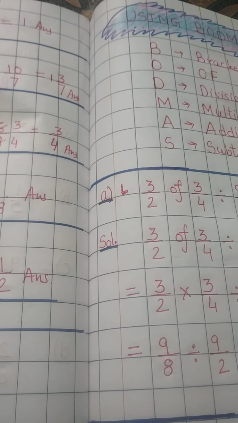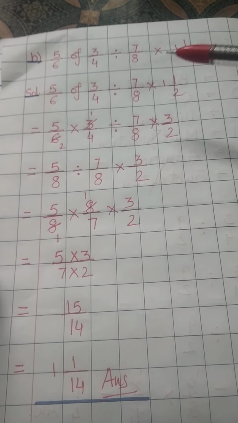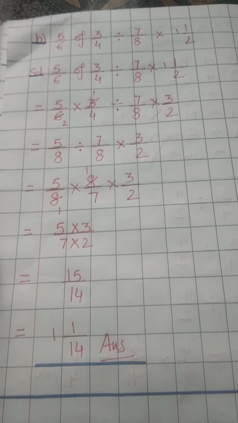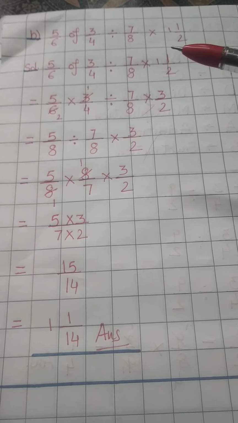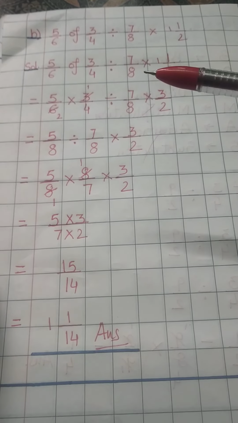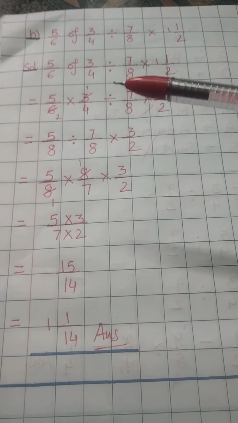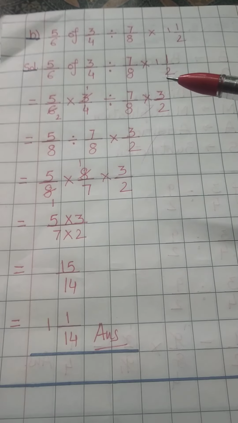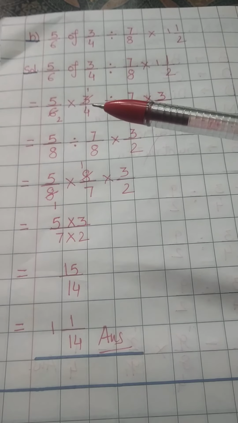After this I have taken some more questions. The second question is also a very good question. The question is 5 upon 6 of 3 upon 4 divided by 7 upon 8 into 1 upon 2. The first step is to copy the question attentively, so you will copy the question. I have copied it, but you have to do the first step: 5 upon 6 of 3 upon 4 divided by 7 upon 8 into 1 upon 2. As I have said, you have to change only the operation you are doing.